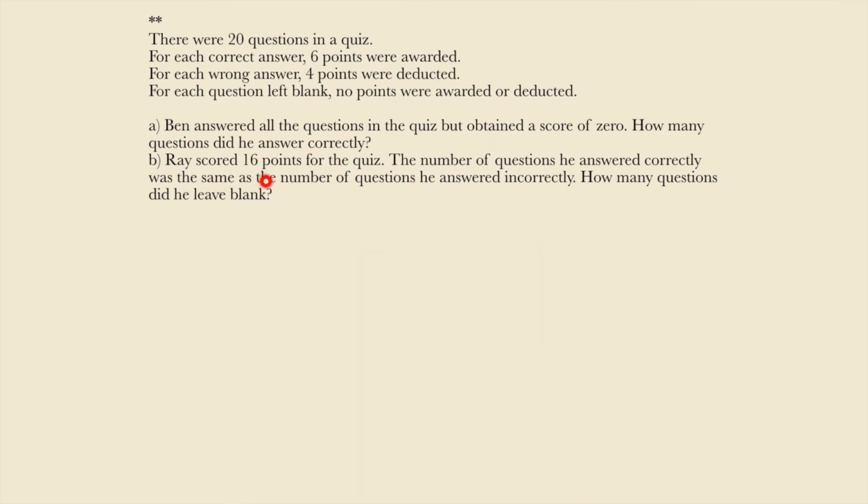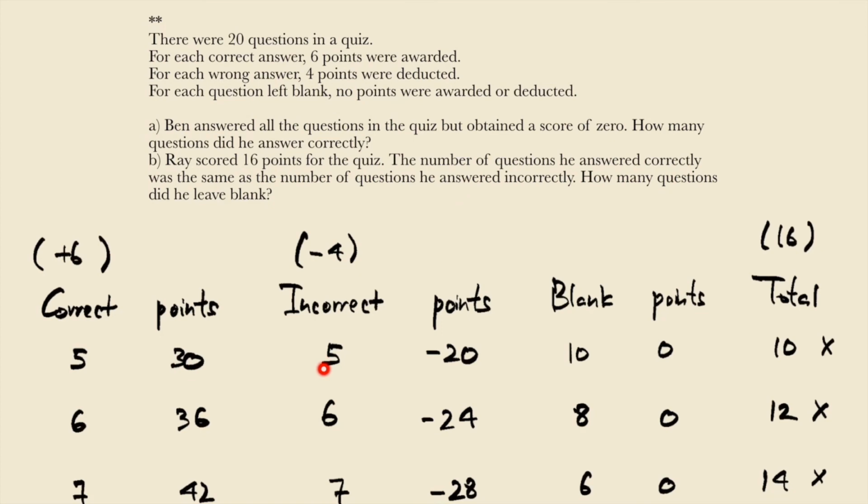Ray scored 16 points for the quiz. The number of questions he answered correctly was the same as the number that were incorrect. How many questions did he leave blank? So the system we're going to use right now is we're going to fix the number of correct and wrong answers, right? 1 and 1, 2 and 2, 3 and 3, and so on and so forth. And making sure that the total point is 16.